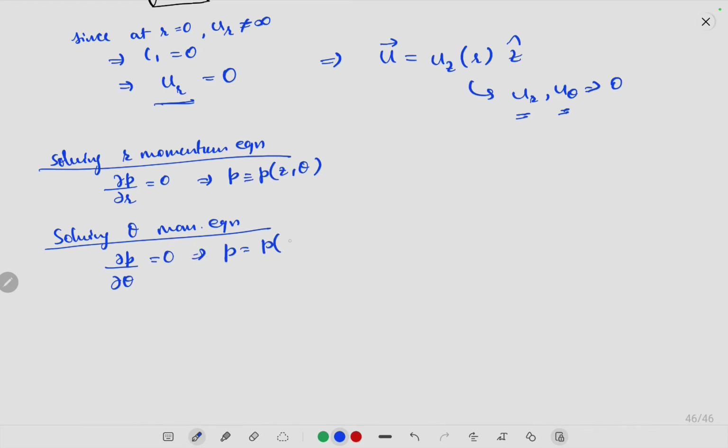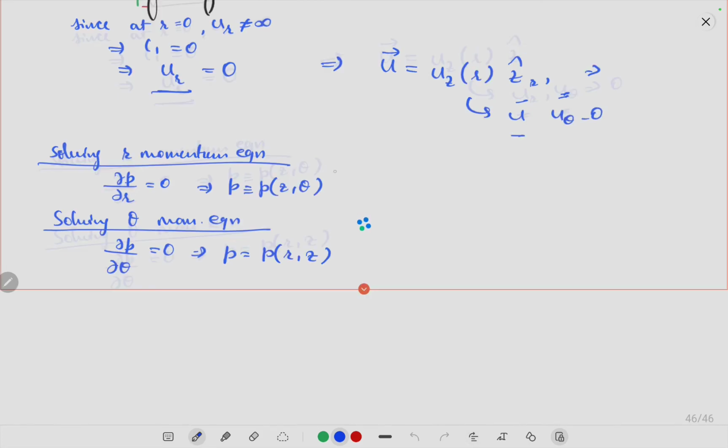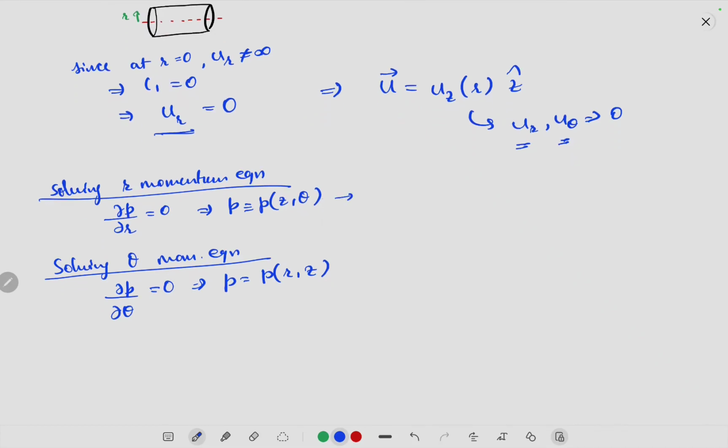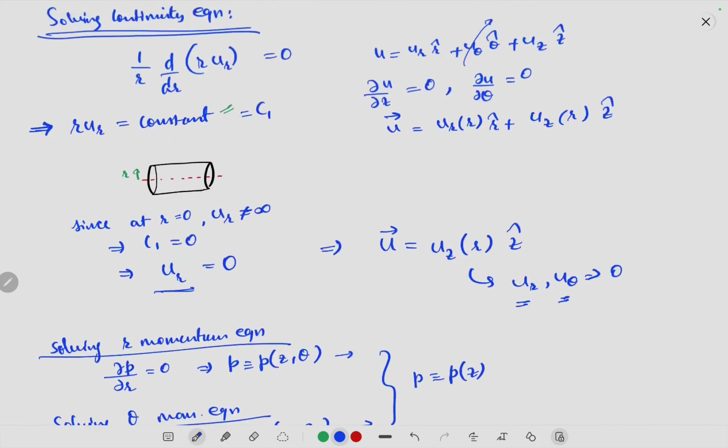This tells me that p is a function of z and theta. This tells me that p is a function of r and z. So what I'll get is p is just a function of z. Okay, so now let's solve the z momentum equation.